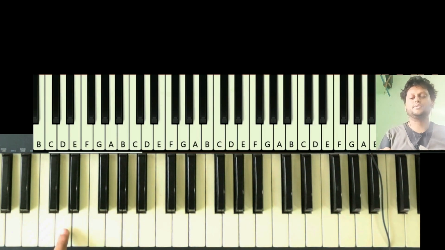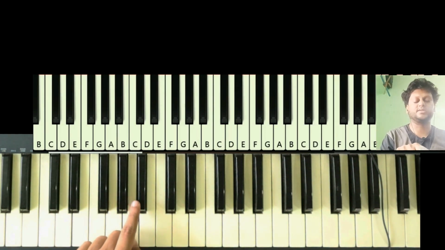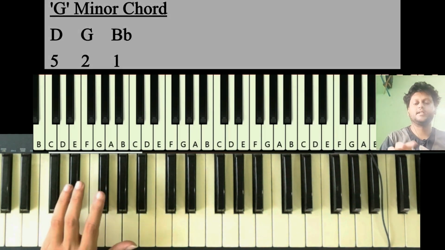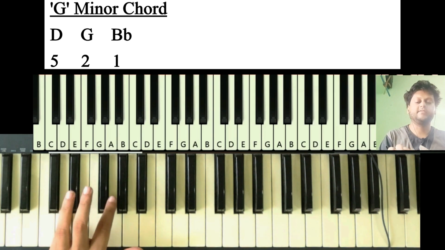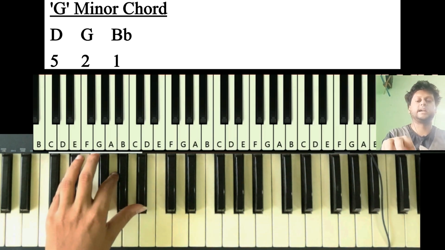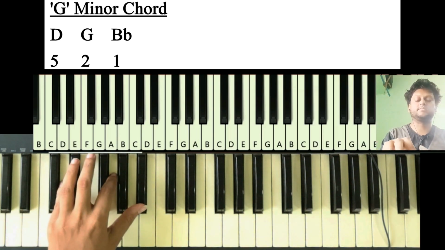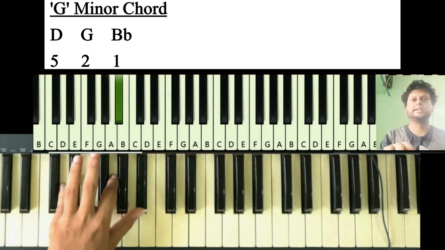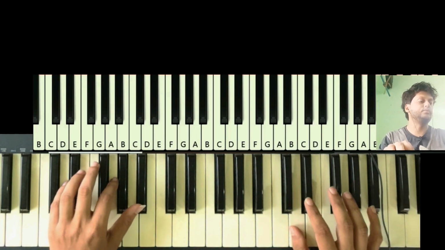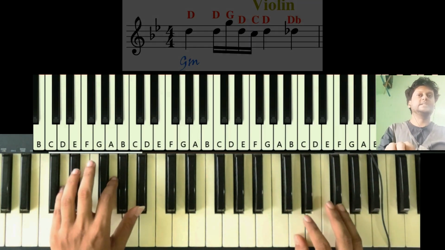G minor chord notes are very easy. You can understand the D note here, the G note here and the B flat note here. So with the fifth finger, second finger and first finger: fifth finger on the D, G with the second finger, and the thumb on the B flat. So comfortably, so easily they are arranged. This is the G minor chord, and you are going to play this on the first beat, under the D note when you play the first right hand D note.